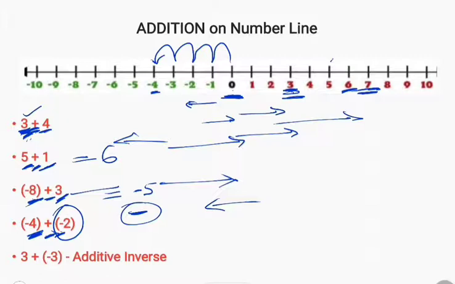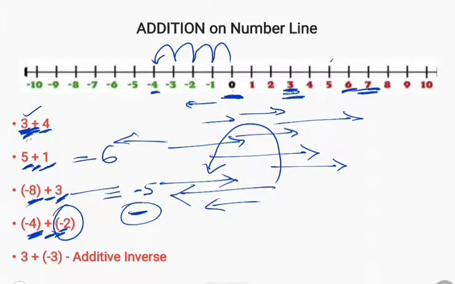So we were earlier moving on the right side, or if no sign is given, we usually move on the right side. But because the negative sign is there, we change our direction. So we have to move on the left side now. How many steps? 2 steps. 1, 2. So we reached minus 6. So the answer is minus 6.